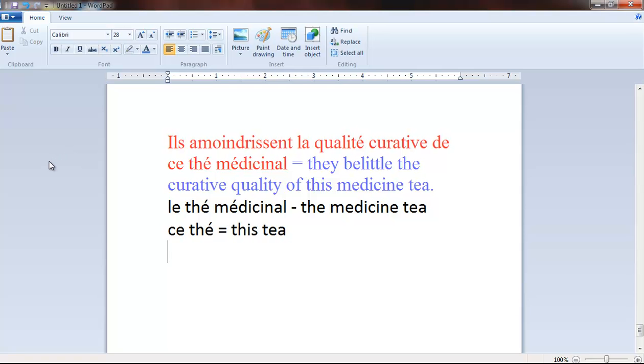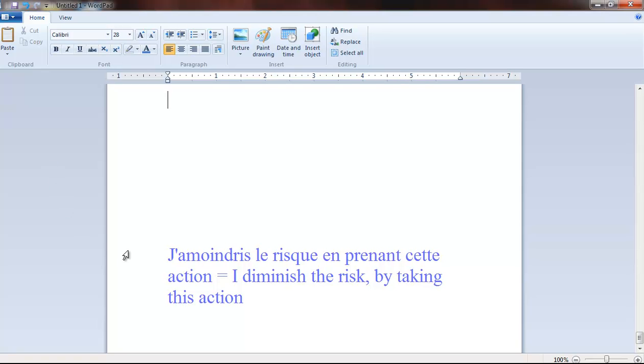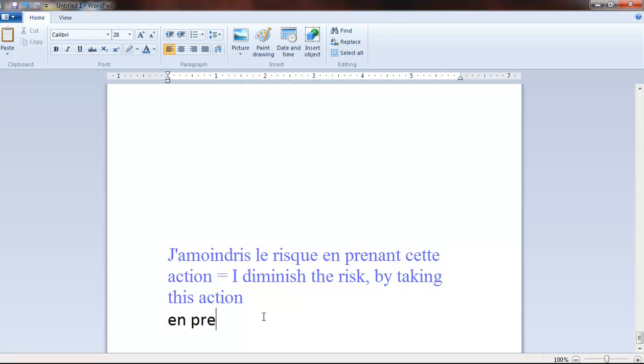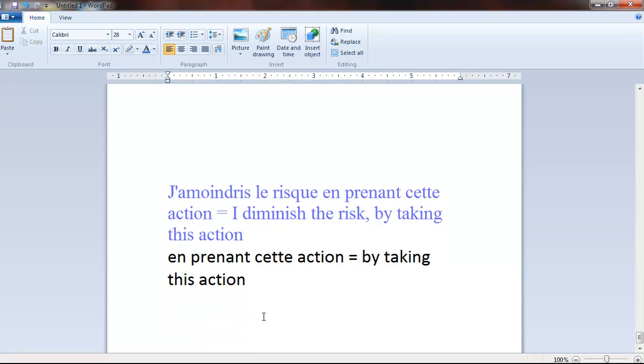Okay, I guess we can move next to the following. J'amoindris le risque en prenant cette action. I diminish the risk by taking this action. En prenant cette action, it means by taking this action. Le risque, of course, it means the risk.